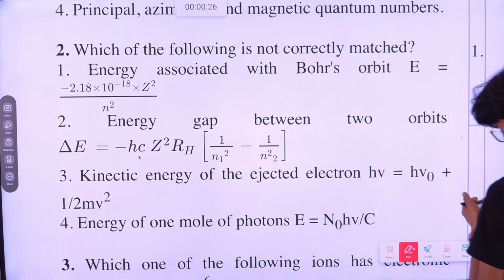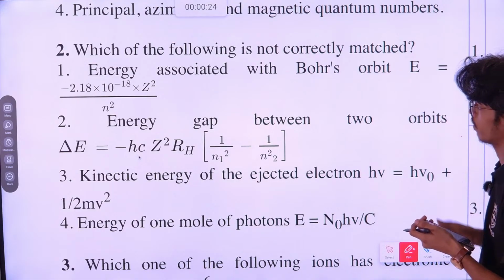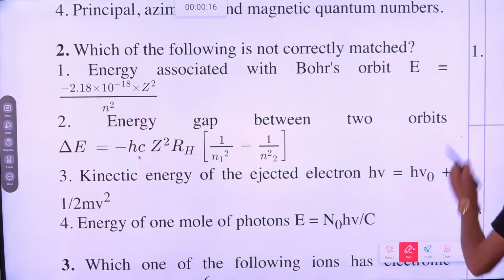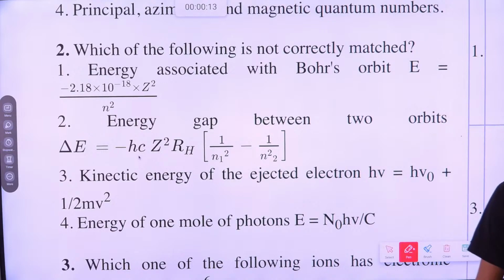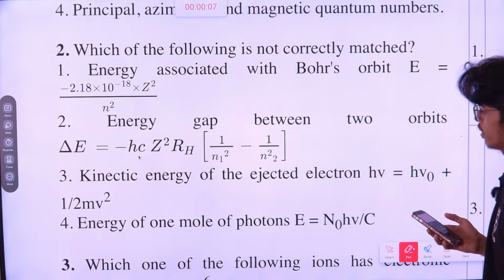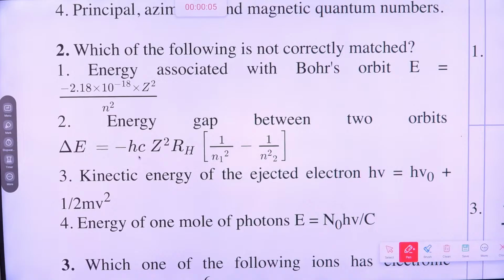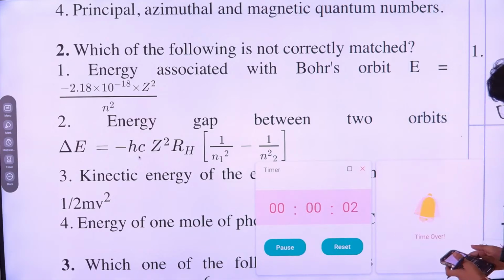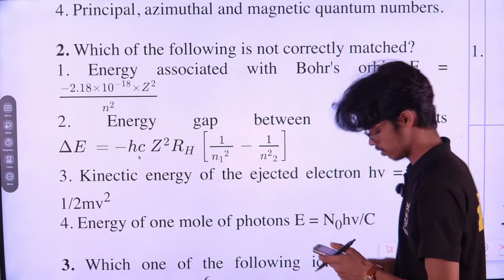Okay, there is a 30-second gap. Here I am seeing a time of 42 and here is 25. It means a 14-15 second gap is there. So tell me, which one is the answer? Which of the following is not correctly matched? Okay, 8 seconds left. Try to do it quick. Priya, Shraddha, try to answer. Okay, so time's up, guys.